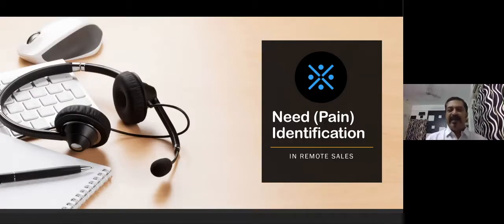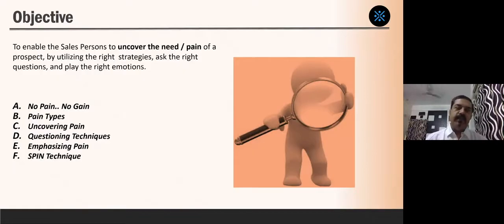So it's about need or pain identification, right? What is the objective here? We are looking at how to enable you or your salespeople to uncover the need or pain of a prospect when you're interacting with them. The way you do it is you need to employ the right strategies and effective questioning, and also play a little on the prospect's emotions. This is how you're going to uncover or identify the needs or pains of the prospect.